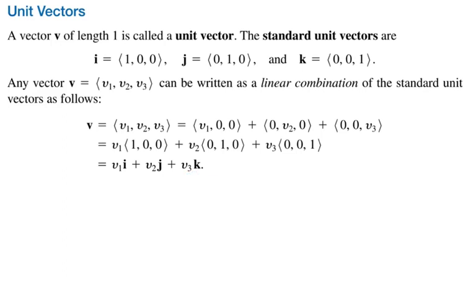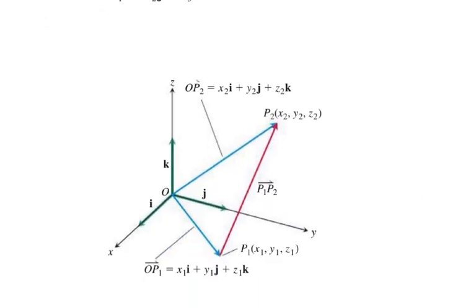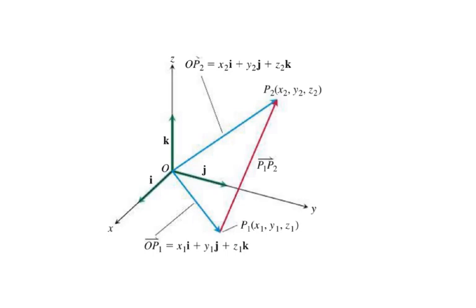Let me pull in a picture. So what we can see here is we have some resultant vector from p1 to p2. And that resultant vector was initially the sum of 2 vectors, O to P sub 1 and O to P sub 2. Now, each of these original vectors that we summed can be broken down into their standard unit vector components and be written as this linear combination.